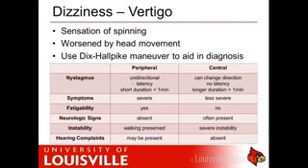In peripheral vertigo, they can usually walk, but they may walk to one side. Those with central vertigo are unlikely to be able to walk. And people with peripheral vertigo may have hearing complaints.